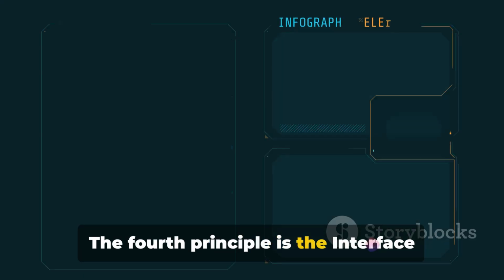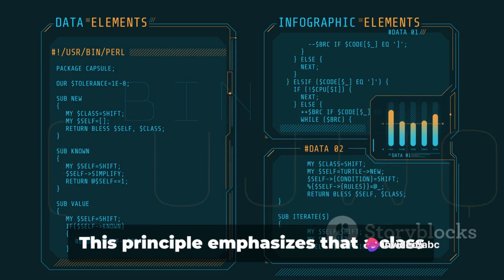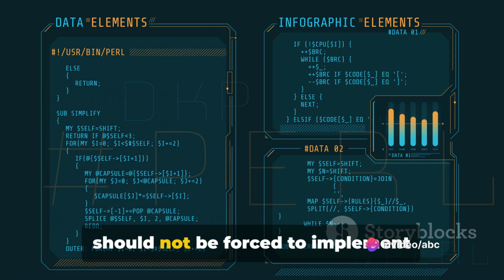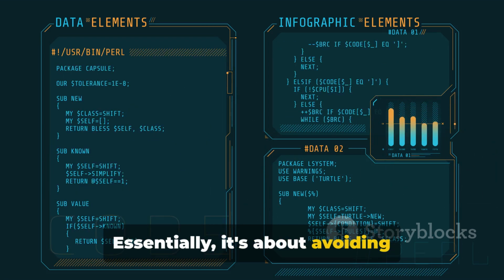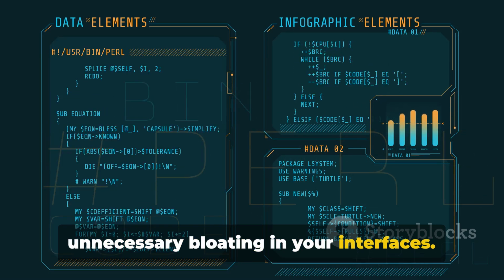The fourth principle is the Interface Segregation Principle. This principle emphasizes that a class should not be forced to implement interfaces it doesn't use. Essentially, it's about avoiding unnecessary bloating in your interfaces.